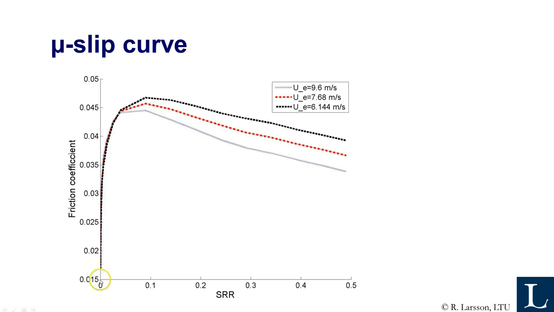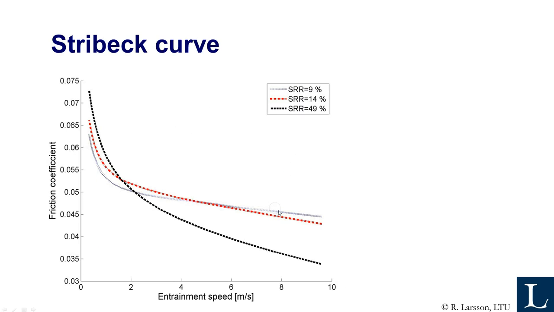At no sliding, low sliding, the friction is more or less 0, and it increases rapidly when you start sliding, reaches a maximum since you reach some limiting shear stress, and then due to heating it goes down a little bit. It varies also a little bit with entrainment speed. Higher entrainment speed means more heating and there's also lower friction.